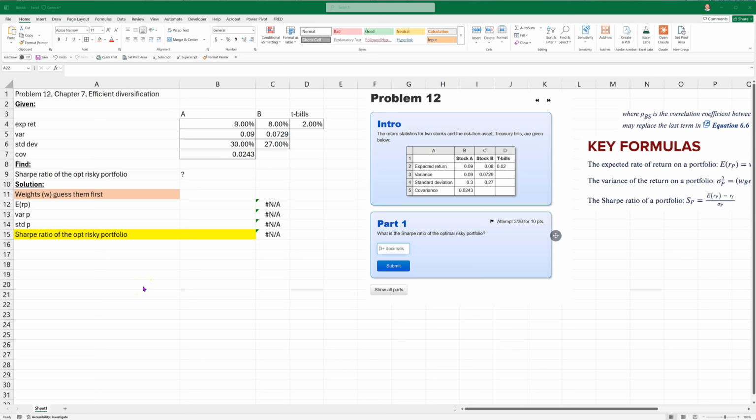Okay, so I had a student email me. He had a question on how to solve this problem. It's problem 12 out of chapter 7, and then the Recipe platform. And it's a little bit tricky, so I thought I'd do a video here.